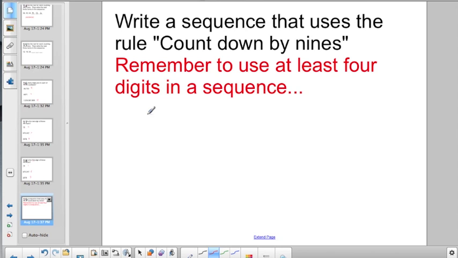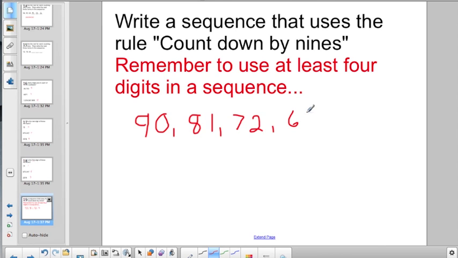So I'd always start with something pretty big. I'm going to start with 90. That should be big enough that I don't have to worry about going below 0. So I'm going to count down by nines. 90 minus 9, that's going to be 81 for the next term. Pretty easy there. 81 minus 9, that's going to be 72. And 72 minus 9, that's going to give us 63.